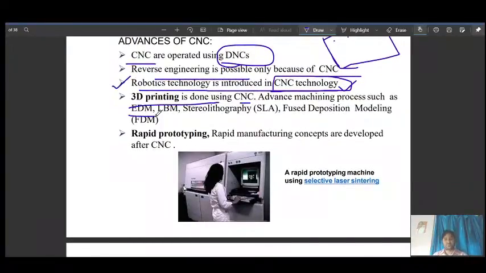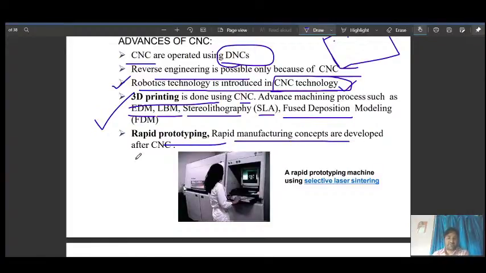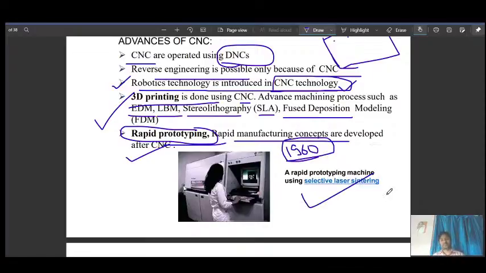Advanced machine processes such as EDM, LBM (laser beam machining), SLA (stereolithography), and FDM (fused deposition modeling) are also using 3D printing. And the rapid prototyping factory concept was developed by CNC around the same time when the CNC machine was being developed, around 1960 to 65, 66. As you can see, an SLS prototyping machine using a computer.